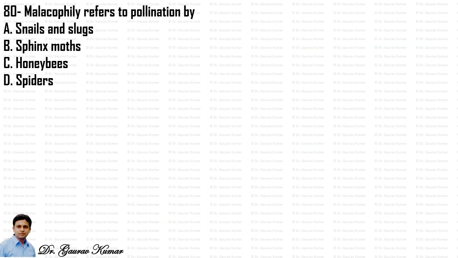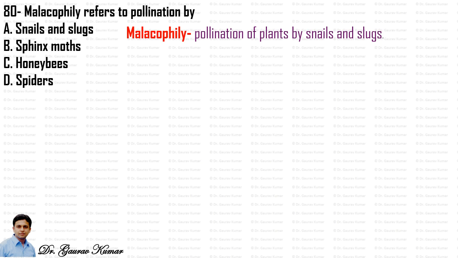Next question, malacophily refers to pollination by. So this is very straightforward question. Malacophily is the pollination of plants by snails and slugs. So option A, that is malacophily refers to the pollination by snails and slugs, is correct.